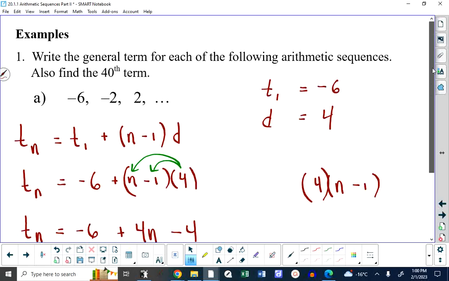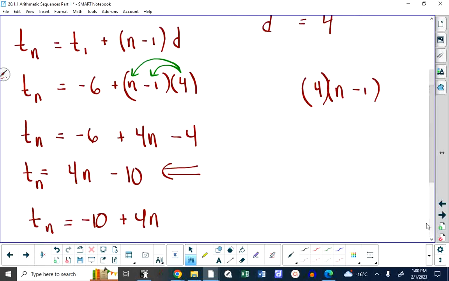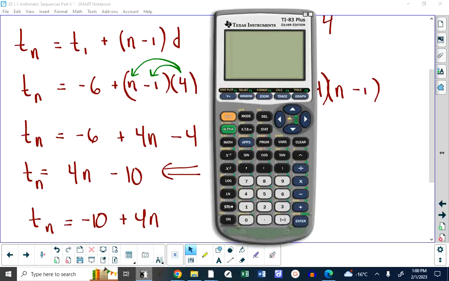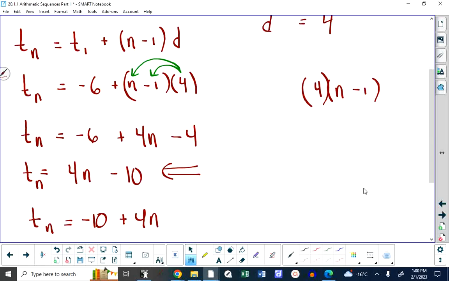Now, what else are we asked to do? Find the 40th term. Well, I want to show something to you, though. We'll do this first algebraically. So the 40th term means, what's that? That's what it's saying.